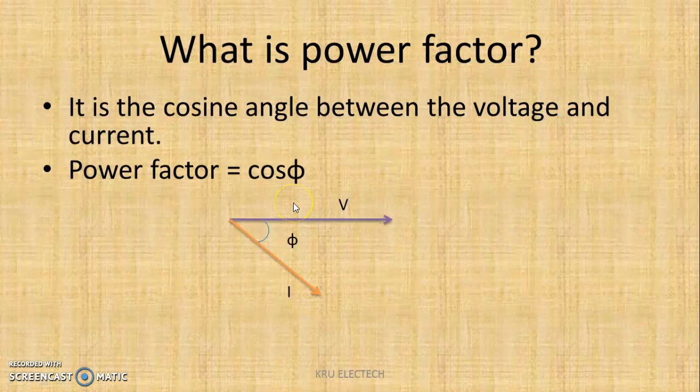If capacitance is there, or the inductive reactance is lesser than the capacitive reactance, then the current is leading and this phi comes on the upward side. But if you convert it to cos phi, then that value gives the power factor.